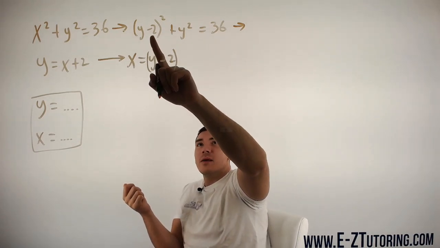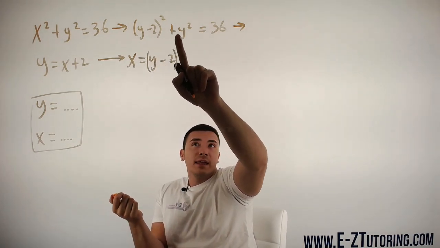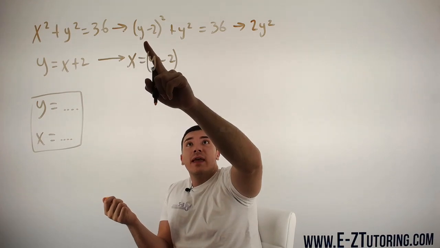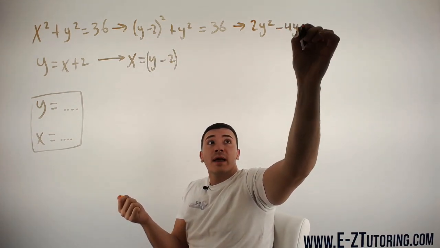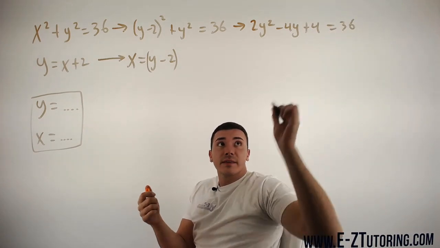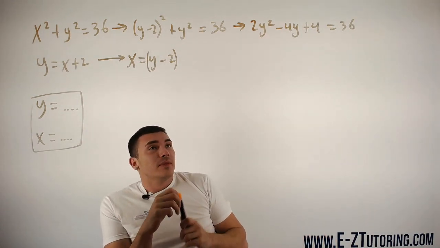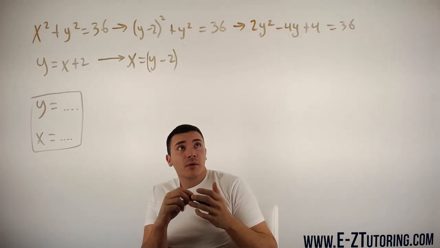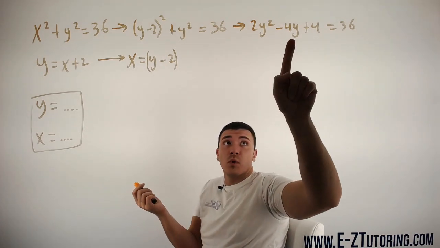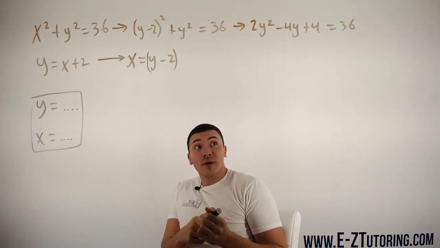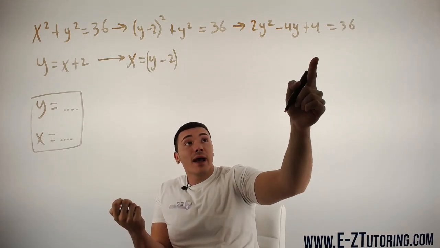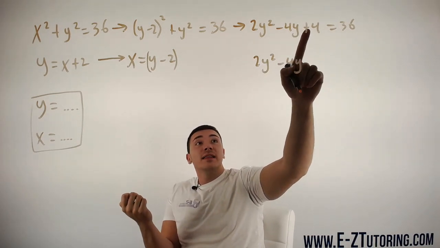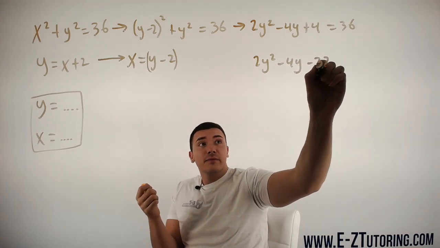I'm going to skip the basic algebra of foiling and adding like terms. That's going to give us 2y squared minus 4y plus 4 equals 36. Now we just want to solve this like a regular equation. Obviously this is a quadratic, y squared, y, constant. Whenever it's like that, you always want to set it equal to 0. So we should subtract 36 from both sides. And now we get 2y squared minus 4y, and then 4 minus 36 is negative 32.